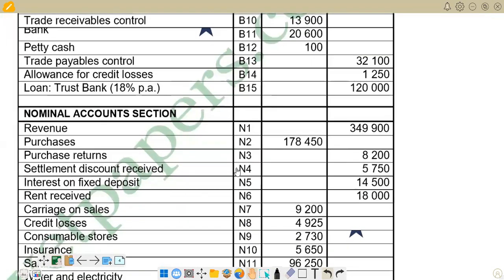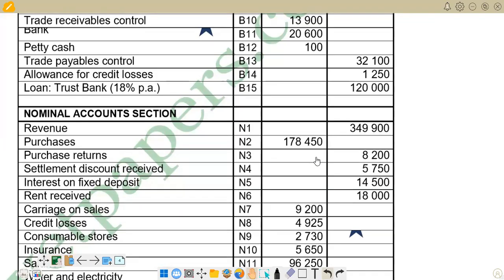If you come here now, you'll see that the figure for purchases that we are given is 178,450. That's the figure for purchases. And then we also have purchase returns, that is 8,200. Remember, these purchase returns are going to reduce the purchases that we made. When you're purchasing, we are buying the goods, and maybe the goods are defective, so we need to return them. When we return them, these are the returns, and they are going to reduce the amount that we bought.